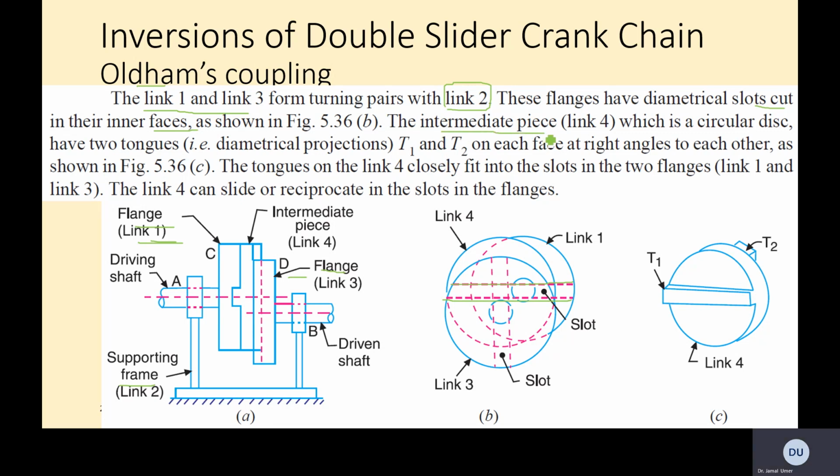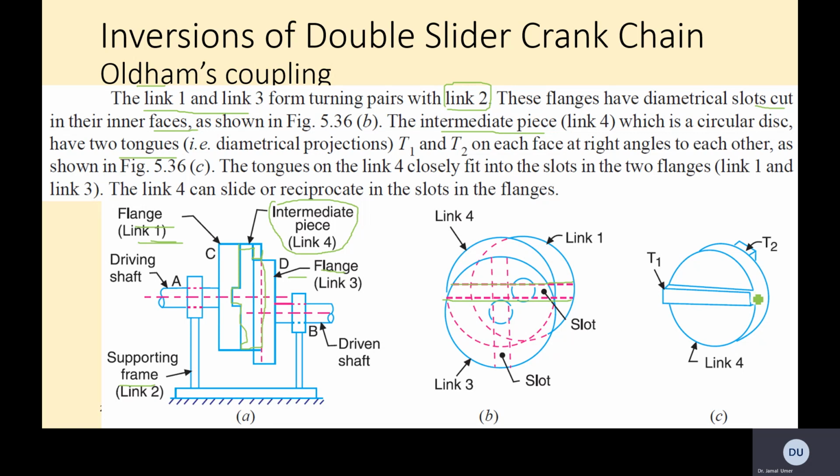The intermediate piece, link 4, which is this one, is the intermediate piece between both flanges. You see this one, we are talking about this one. Basically this is the intermediate piece, which is a circular disc with two tongues. They protrude. So this is the intermediate, this is link 4.